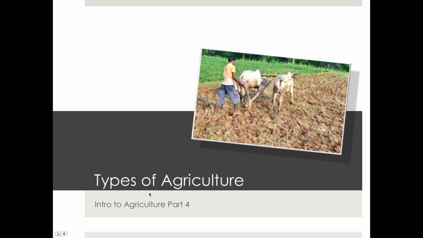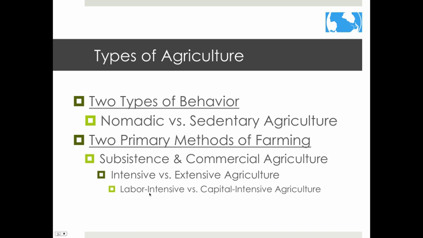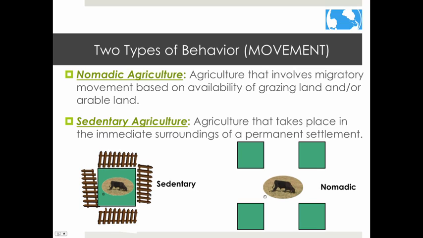All right, part 4, types of agriculture. The first agriculture that we have in the world involved hunting and gathering, people wandering from place to place, and we're going to talk more about that later. But we're going to look at different types of agriculture and different types of behavior.